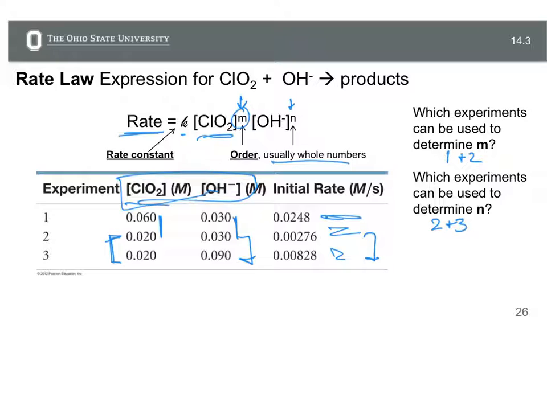And then to determine the order with respect to the hydroxide ion, we can use experiments 2 and 3.